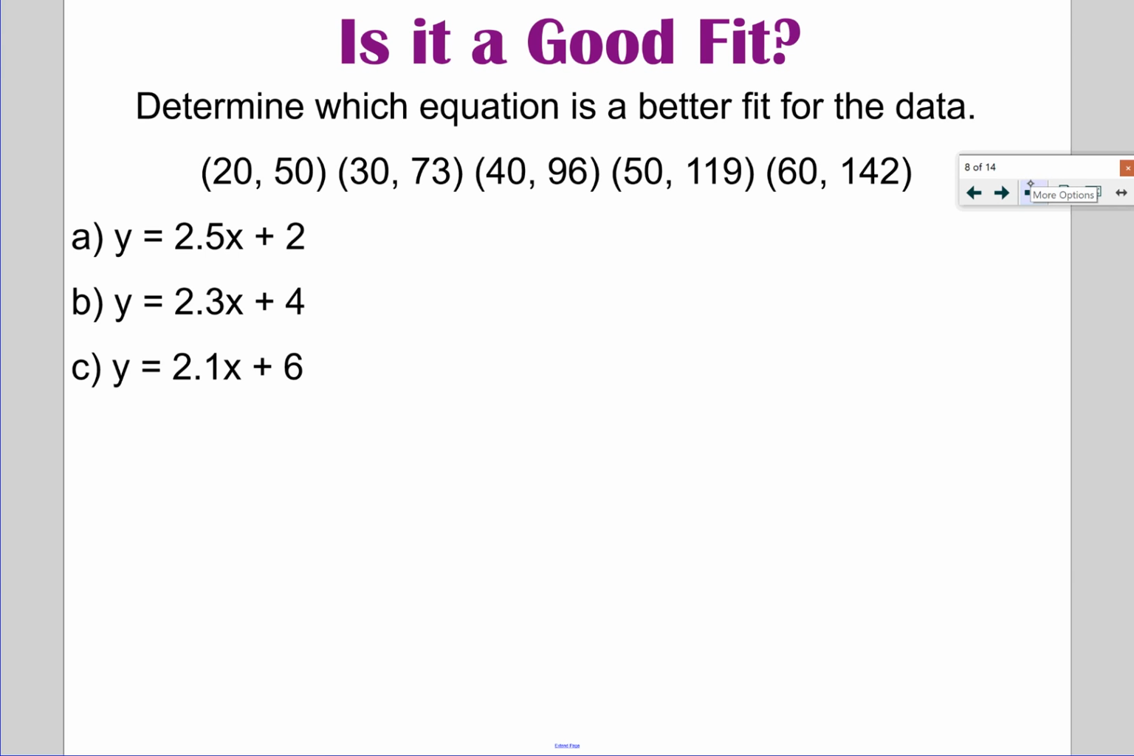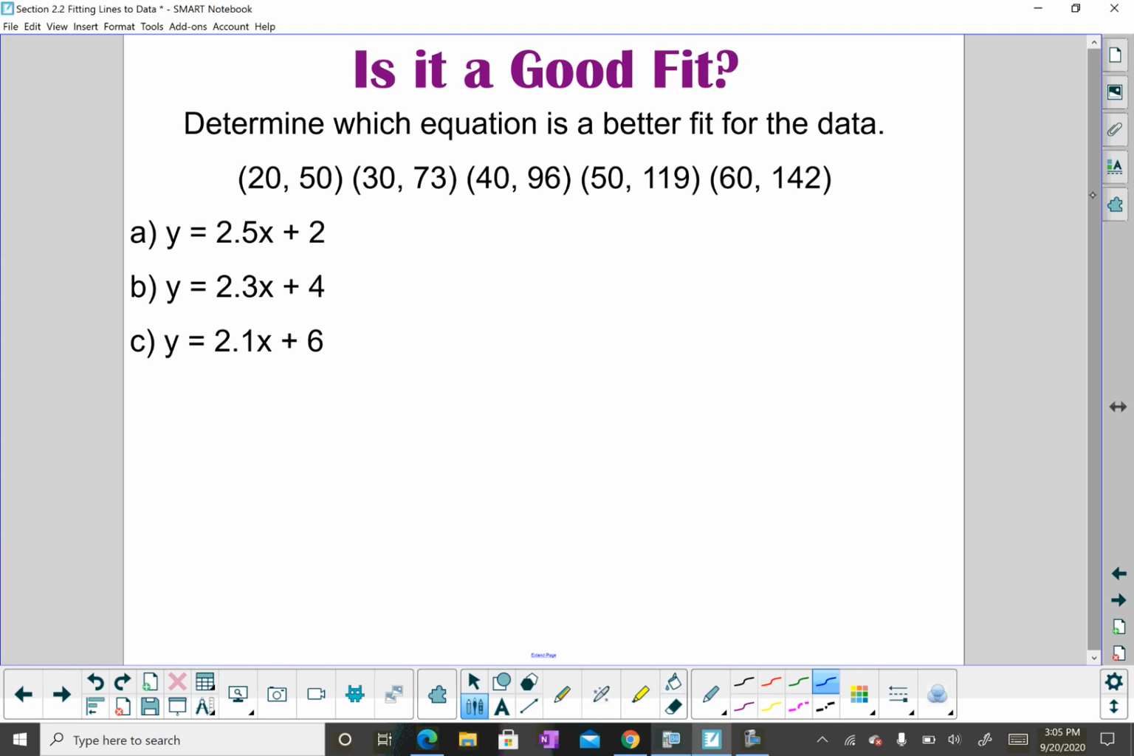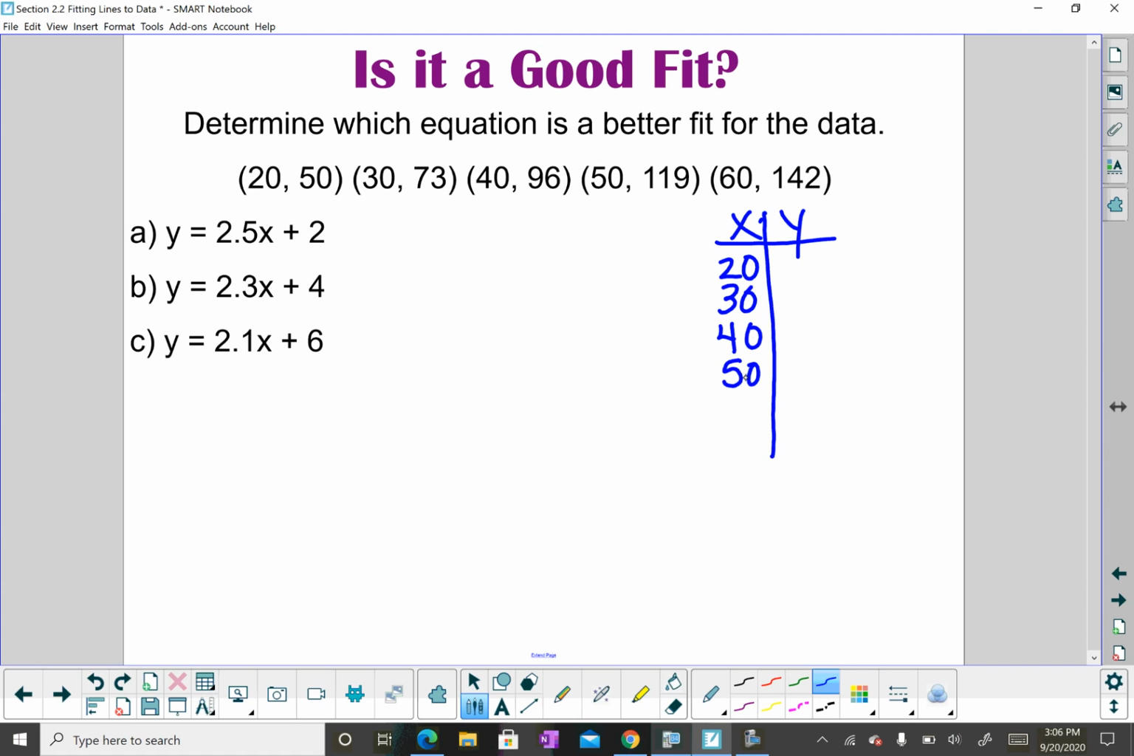Okay, so now we're going to get to some graphing calculator steps. We want to determine which of the following lines are a good fit to represent this data set. Here the data set is given to us as coordinates. You could always make it a table of x and y values. That's ultimately how you're going to put it in your calculator anyway. So all the x's are 20, 30, 40, 50, and 60. All my y's are 50, 73, 96, 119, and 142.